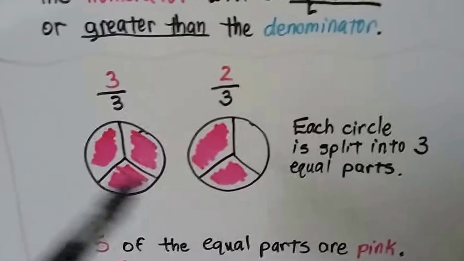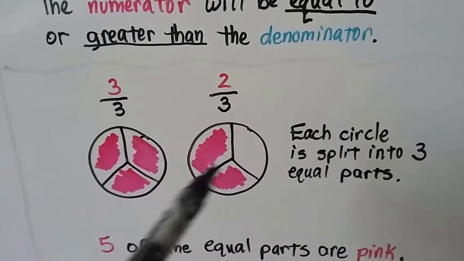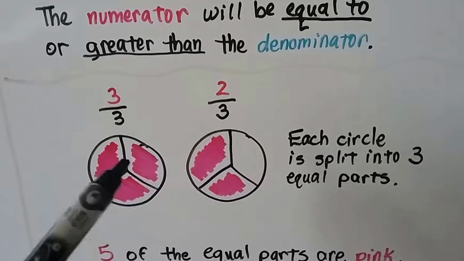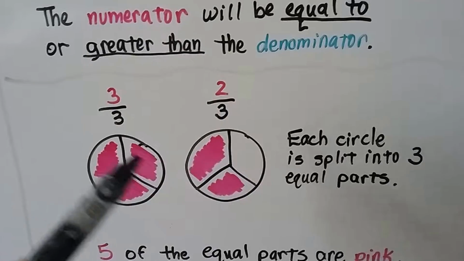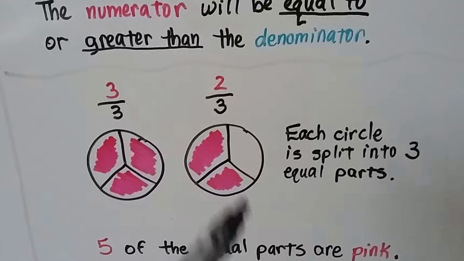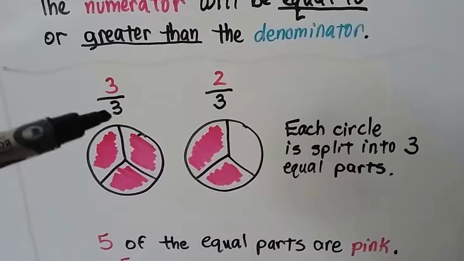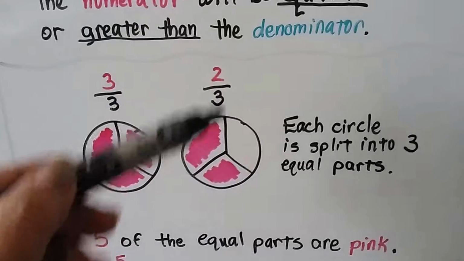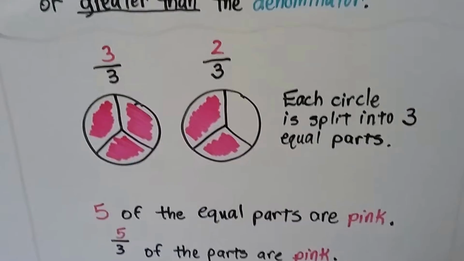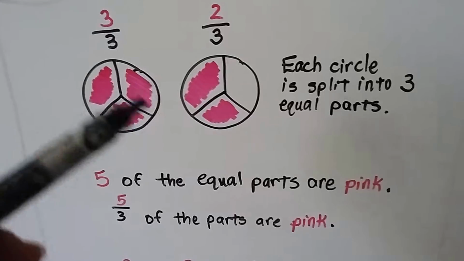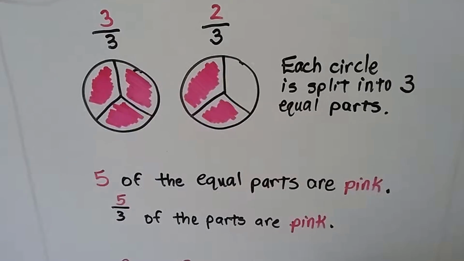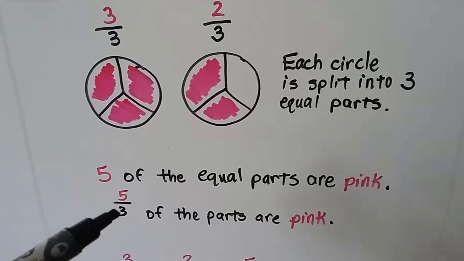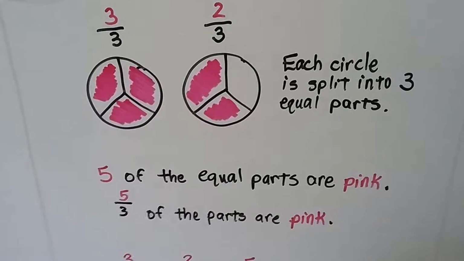We have 2 circles. Pardon my artwork. My division of the circles isn't perfect, but you know what I'm trying to do here. There's 3 equal parts in this circle and 3 equal parts in this circle. 3 of the 3 parts are shaded in this one, and 2 of the 3 parts are shaded in this one. So 3, 4, 5 of the equal parts are pink. That means 5/3 of the parts are pink.